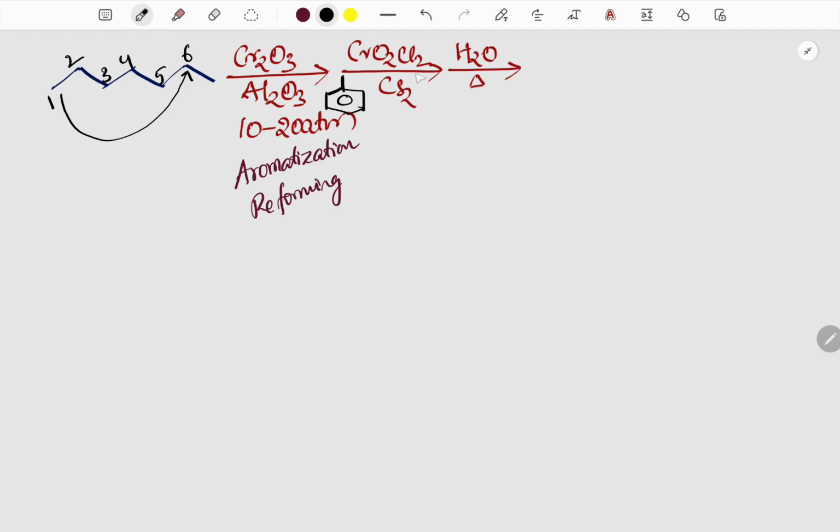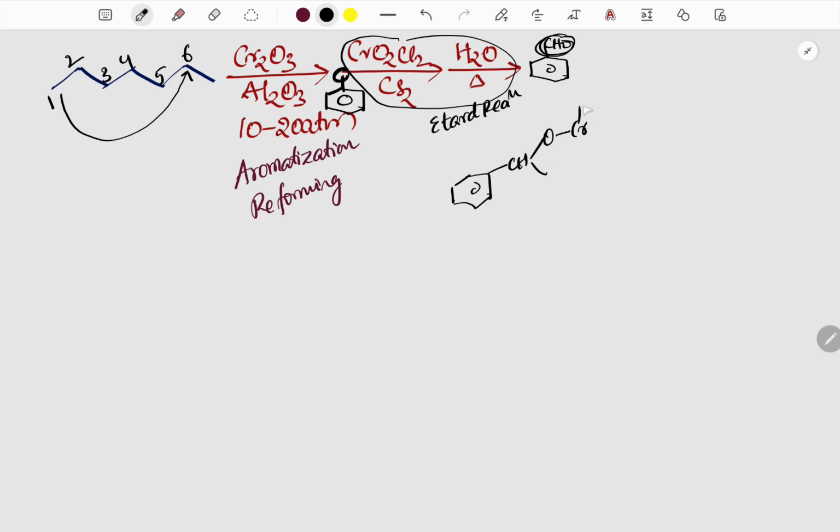The toluene is treated with CrO2Cl2 followed by hydrolysis. This entire reaction is the Etard reaction. CrO2Cl2, in the entire organic chemistry, only one reaction is present. So here the benzylic carbon CH3 will be oxidized to benzaldehyde, benzylic CH3 converted into CHO. So here chromium forms a complex with the benzylic carbon. This is the structure of the chromium complex. So this one should be remembered.